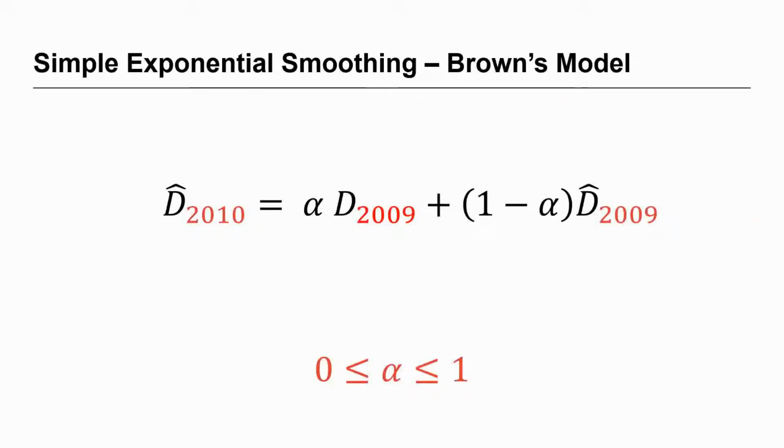The simple exponential smoothing model says that the forecasted value of a time series at the next time point can be obtained using this equation. In this equation, D-cap 2010 represents the forecasted value of the time series in the year 2010. D-cap 2009 represents the forecasted value of the time series in the year 2009. D2009 represents the actual value of the time series in the year 2009, and alpha here is a smoothing parameter which ranges between 0 and 1.